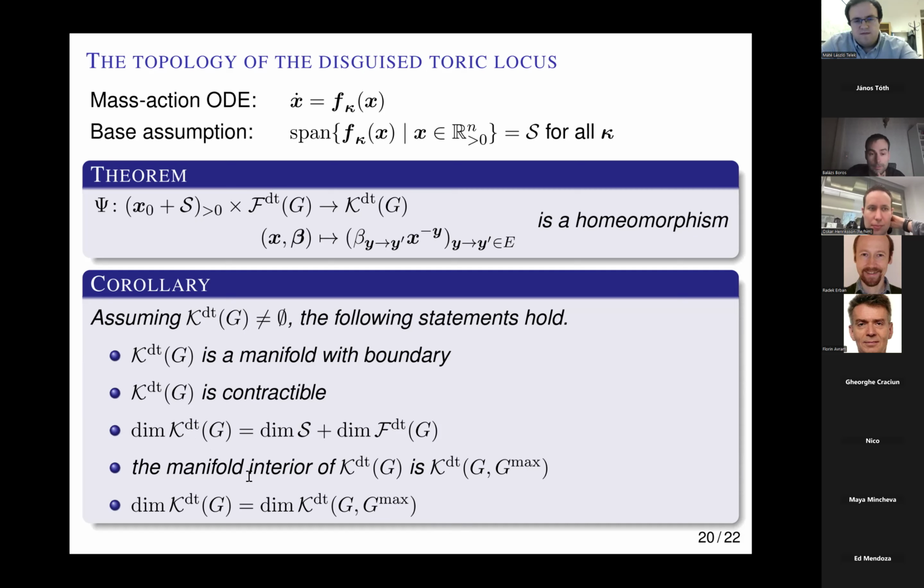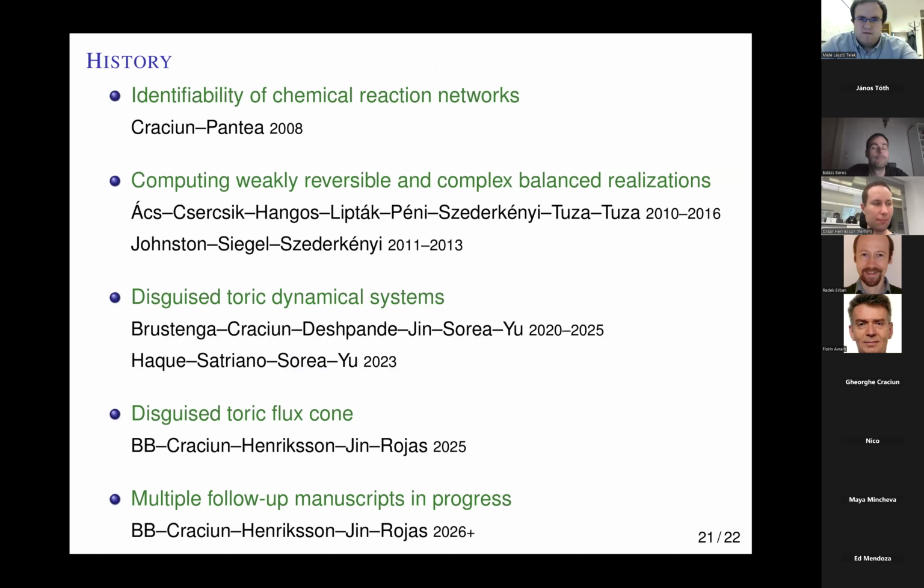Ultimately, the manifold interior of this set is just going to be given by K_DT(G_max). And it also tells you that the dimension of the disguised toric locus is the same as the dimension of the disguised toric locus when you take Gmax. That's your auxiliary graph, and you don't need to do the calculation with all the other graphs.